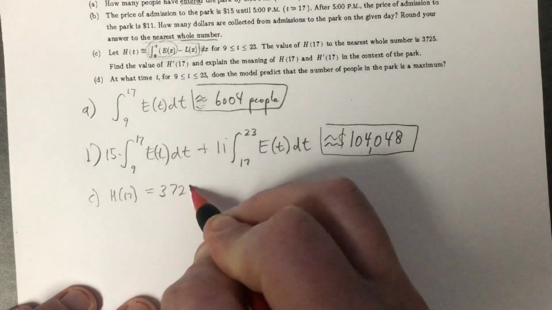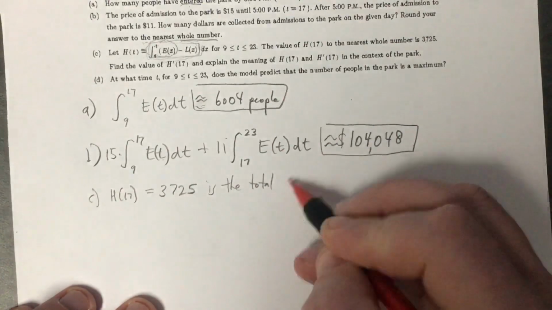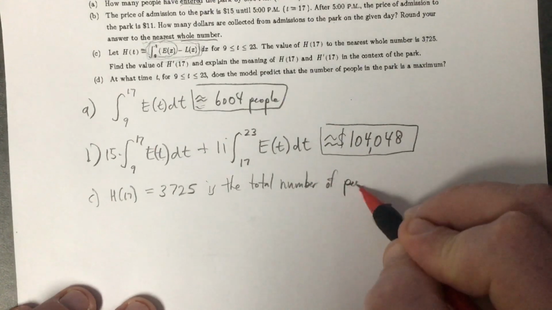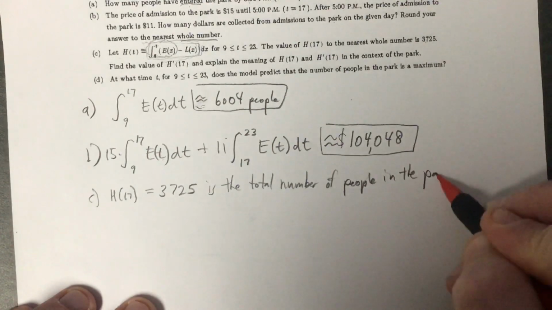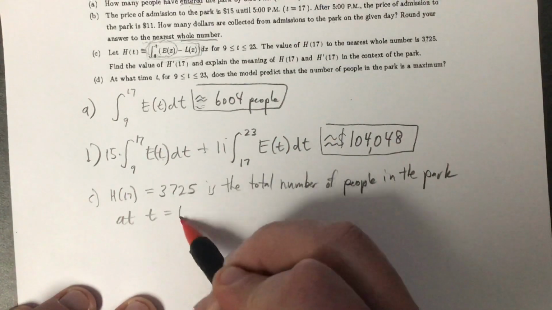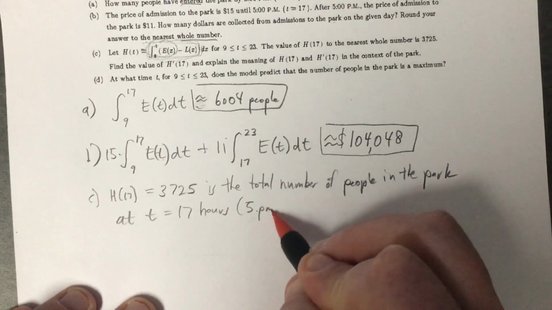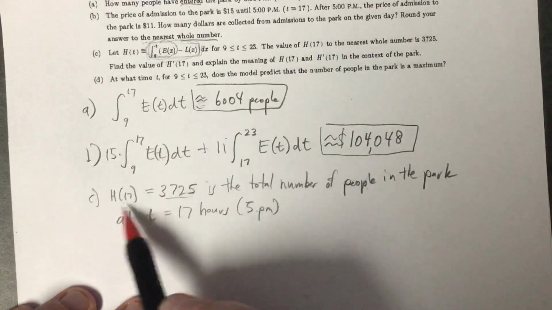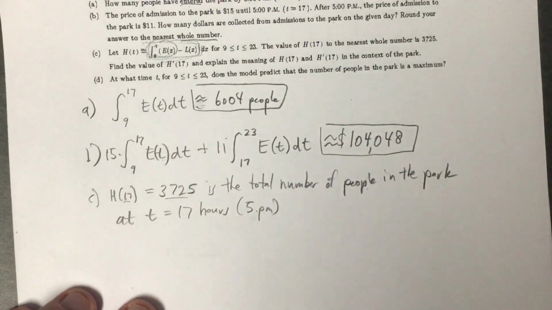So h of 17 equals 3,725 is the total number of people in the park at t equal to 17 hours. Or in other words, I think that's 5 p.m. Notice how I'm explaining everything. I'm explaining what this is. This is the number of people. 17 is the time, or after how many hours.